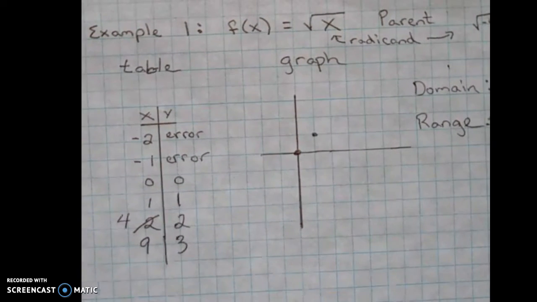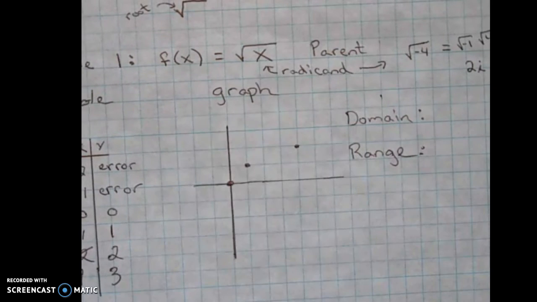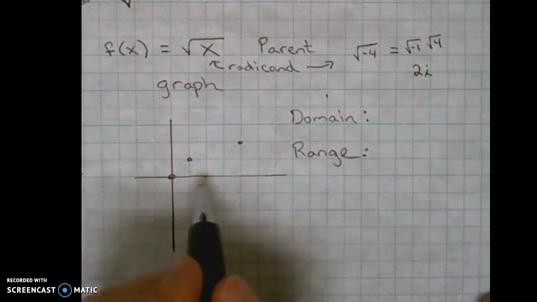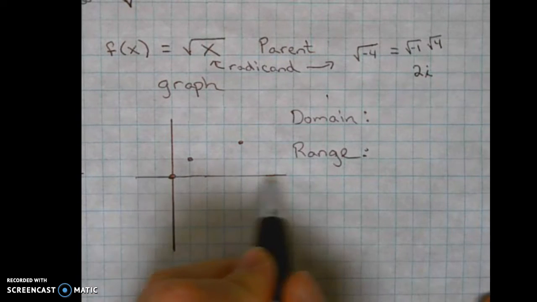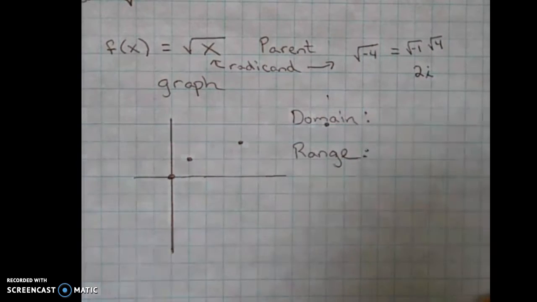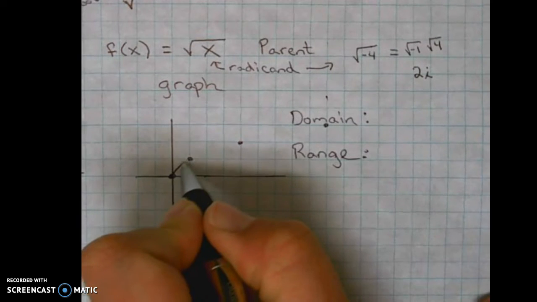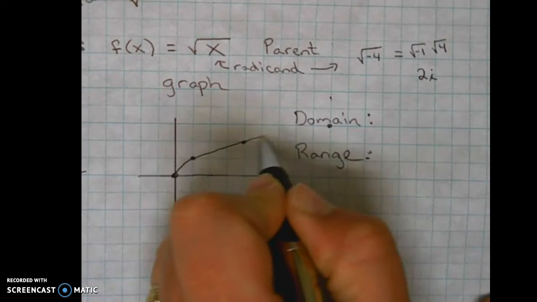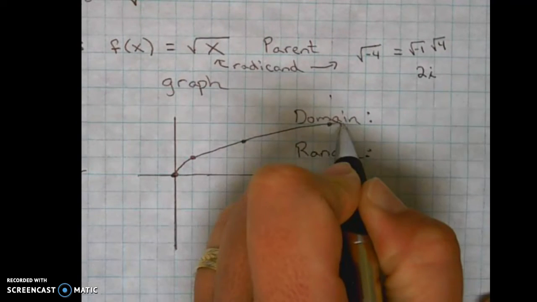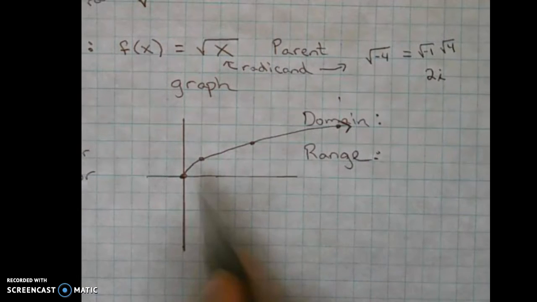So let's plot these points. So 4, 2, and then 9, 3. It's going to take us kind of off of our graph, but get the idea. So now we have a starting point of 0, 0, and it's going to curve to the right. And so this is what a square root function looks like.